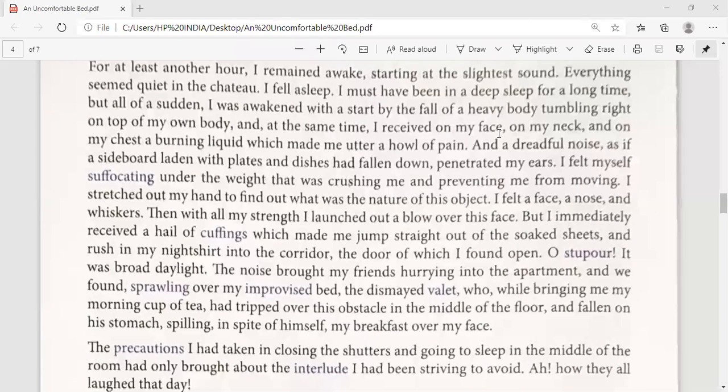"I was crushed. I stretched out my hand to find out what was the nature of the object." He checked with his hand what the body actually was. Is it an animal? Is it a human being? Who is he? So with his hands he checked the object. Then he felt that there was one face, nose, and whiskers.